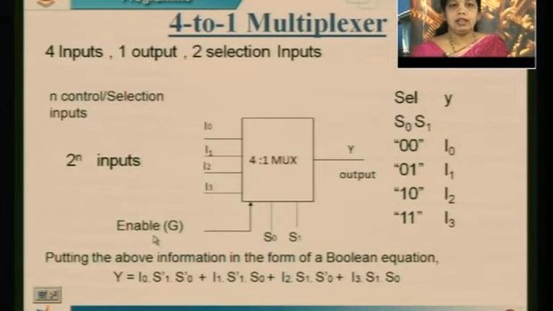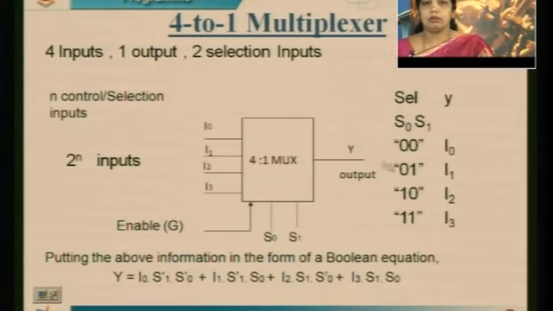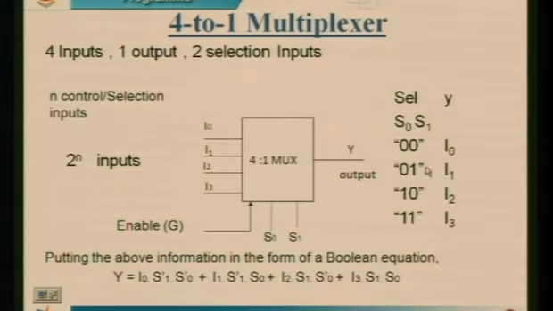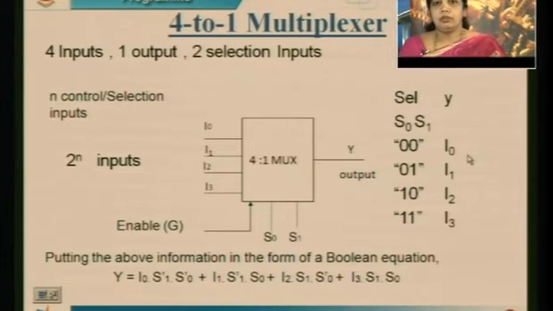Finally there is an additional input called enable, with which I can enable or disable this multiplexer at any time. This enable is designated as G. If G is 1, your multiplexer is enabled. If G is 0, your multiplexer is disabled. So this is an additional input wherein I can enable or disable this IC. You can closely check the selection lines for I0, I1, I2, I3.